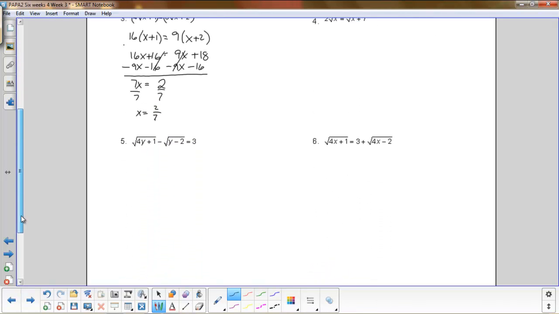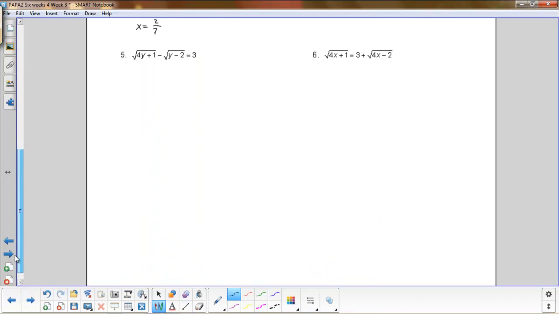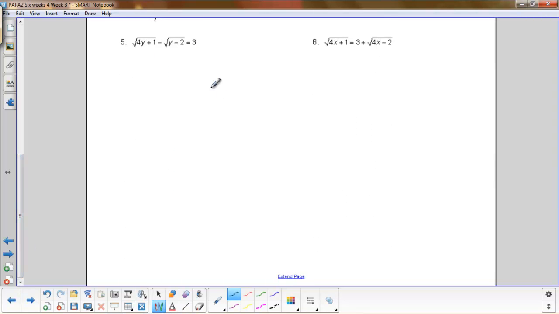Okay, question number 5. Notice in this question they are not isolated. They're both on the same side. The easier way to solve this problem is first by moving the square root of y minus 2 to the other side of the equation. Now note, you could have squared both sides to begin with, and you will get the same answer. It's just easier to start by moving this to the other side of the equation first.